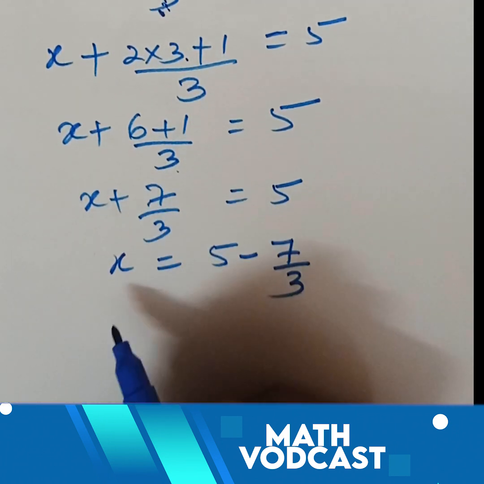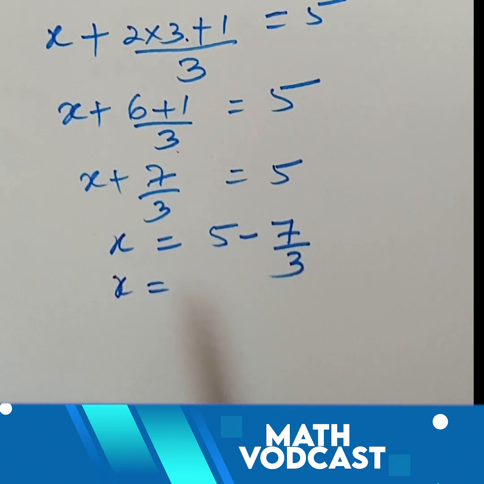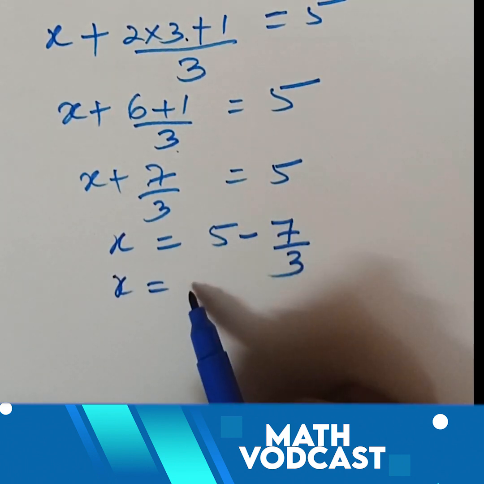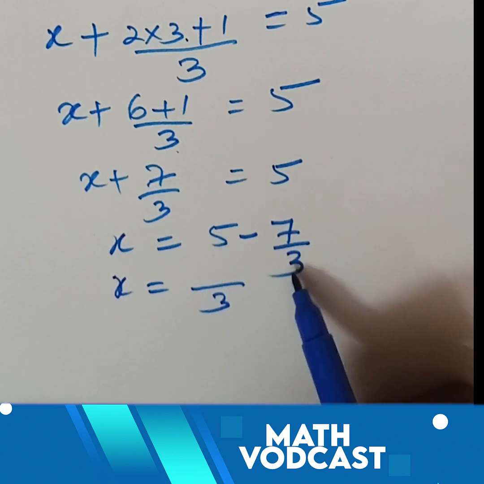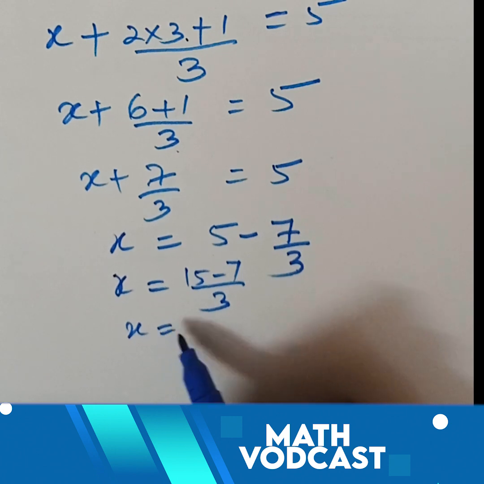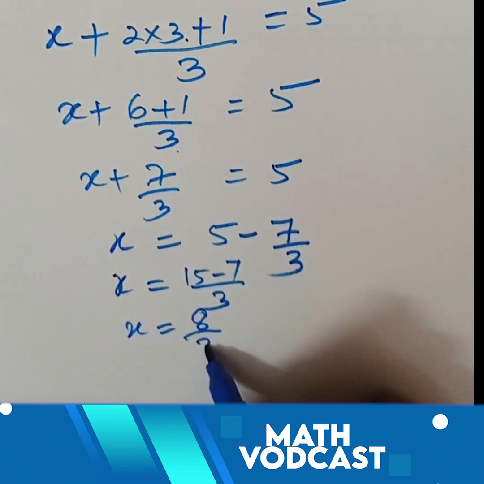Okay, now x is equal to... Now what we have to do is take the LCM, because this is one fraction and this is a whole number. So I am taking 3 as the LCM, because here it is 1. 5 into 3 is 15, minus 7. x is equal to 15 minus 7, which is 8/3.